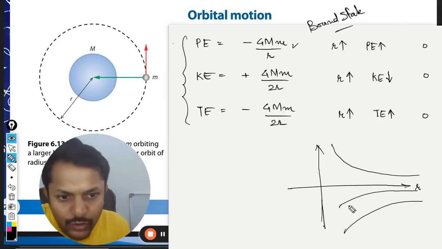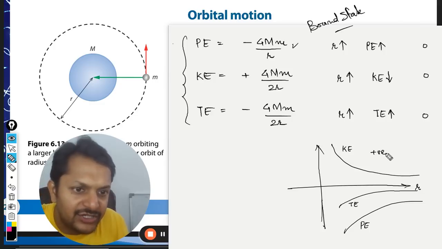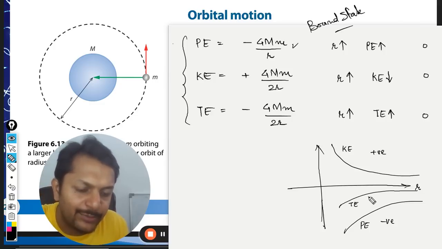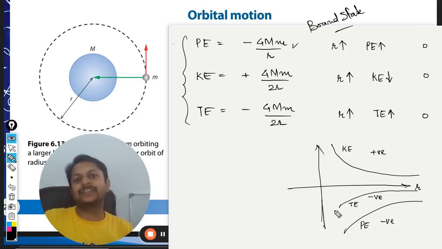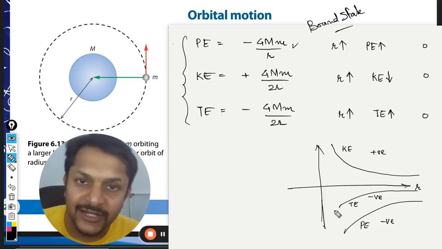It is always going to be negative total energy. This is the potential energy, and this is kinetic energy. Kinetic energy is always positive, total energy and potential energy are always negative, whatever the radius.